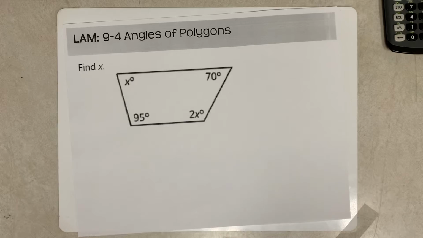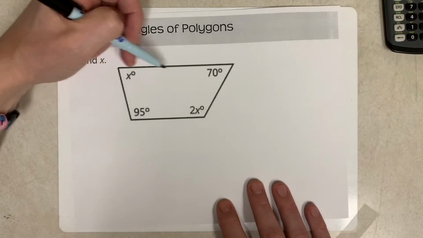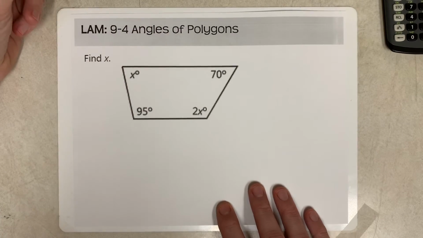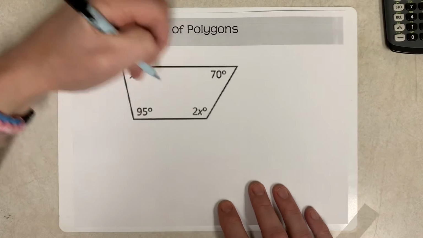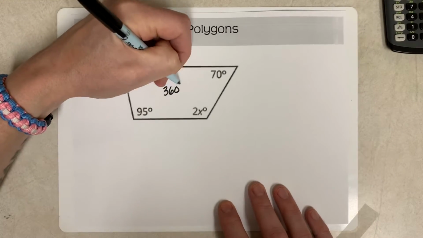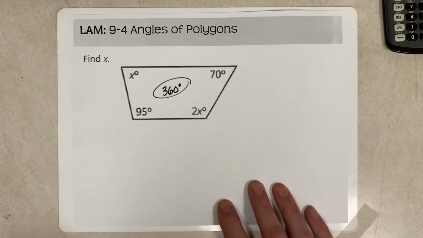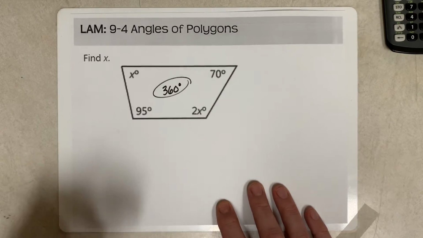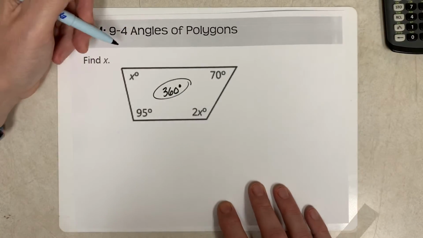All right, here's our next one. We have 1, 2, 3, 4 sides. We've already encountered this one. This is a quadrilateral, and we know that this is going to be 360 for the sum. And I usually write that in the middle like that. So let's add them all up and set it equal to 360.